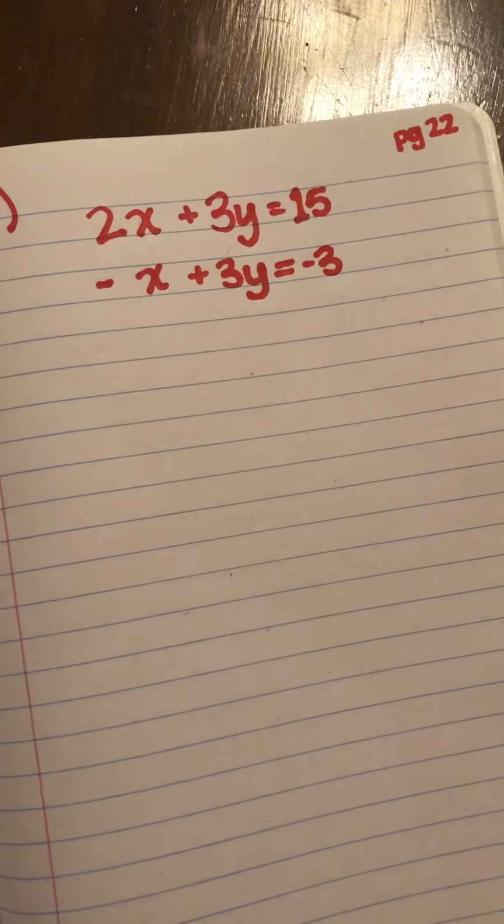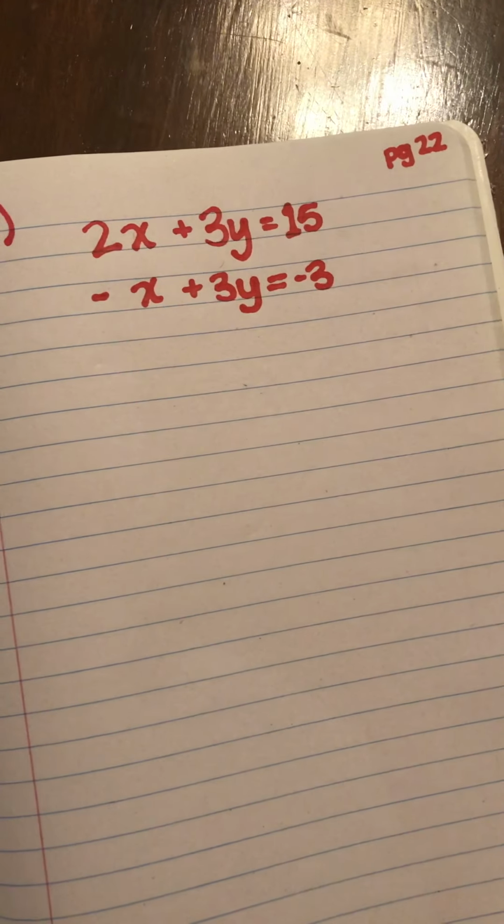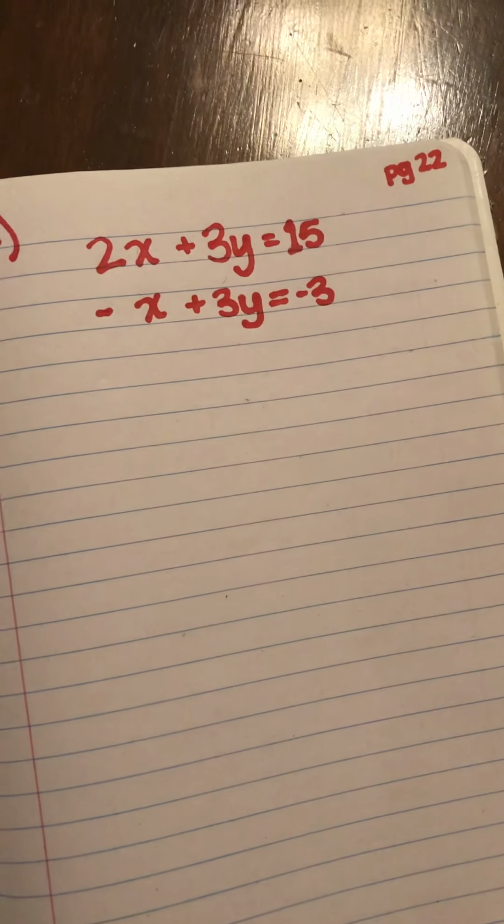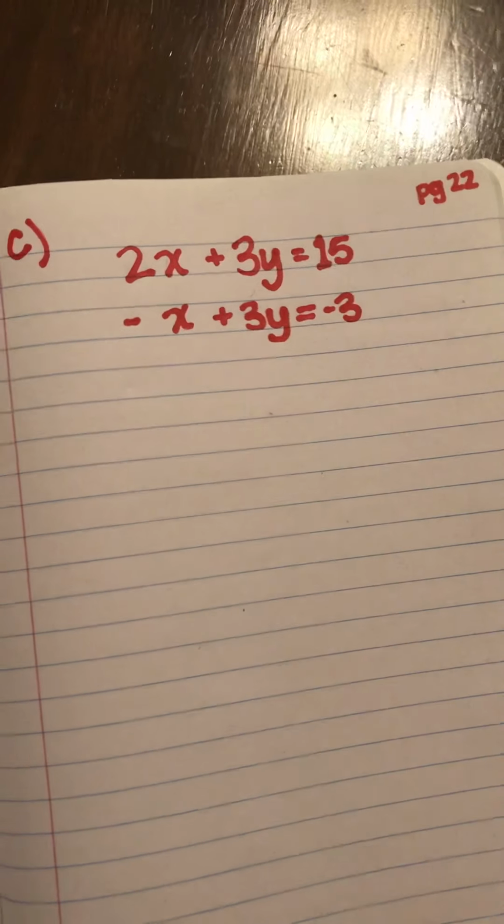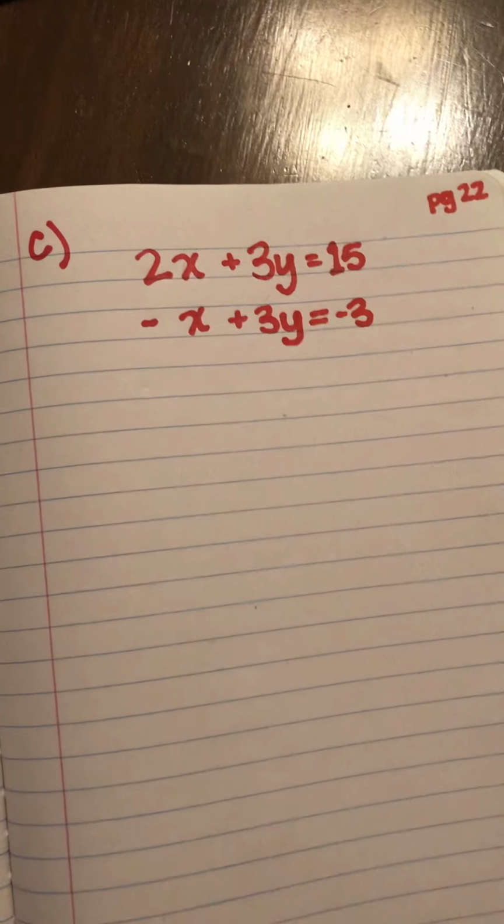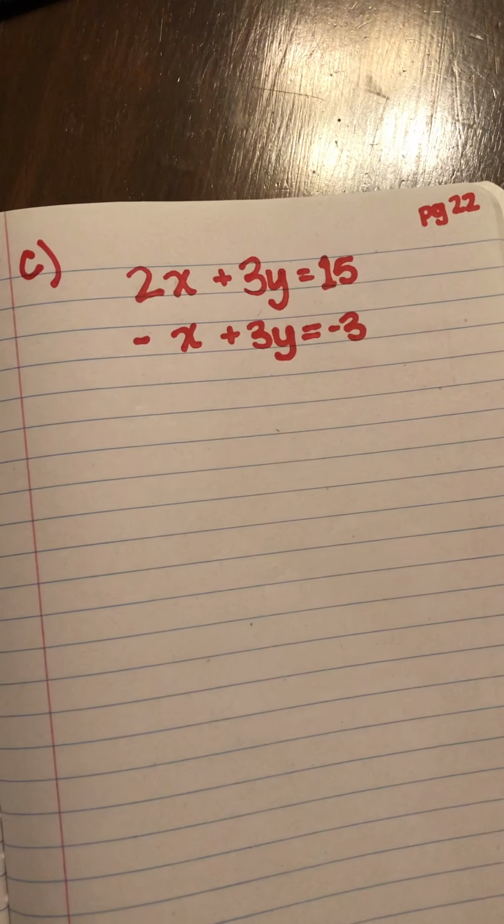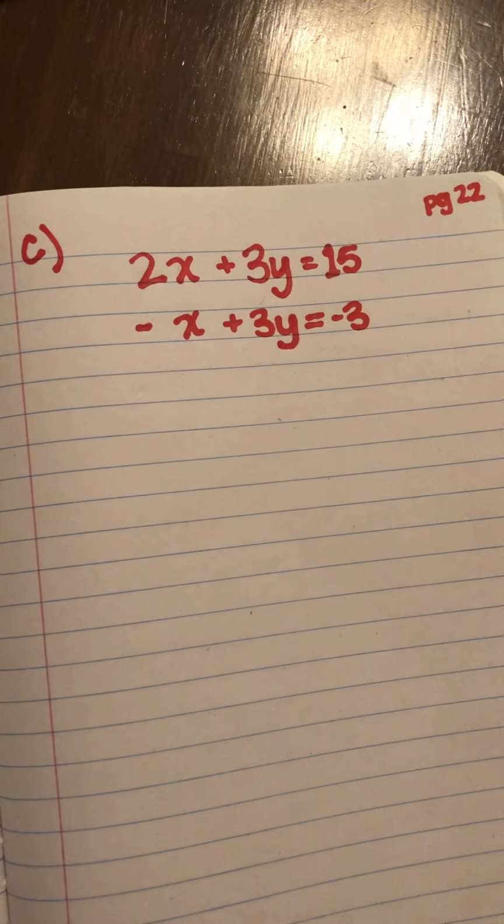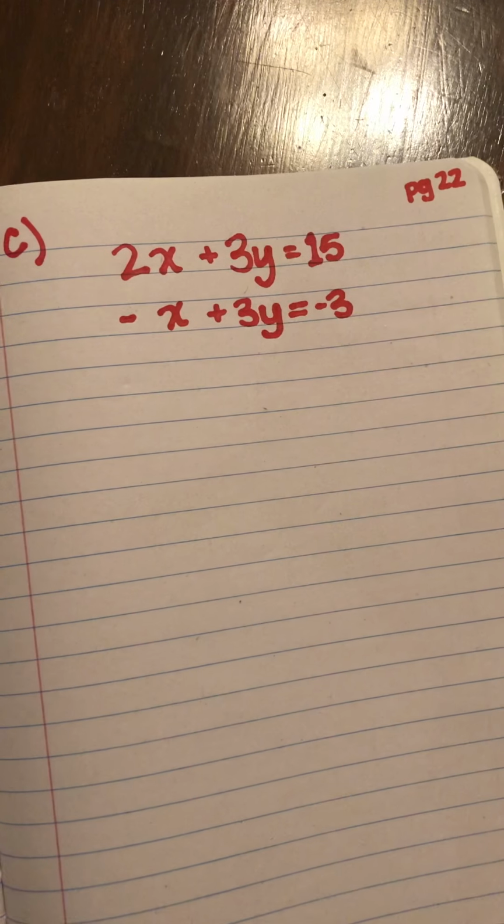Okay, ninth period. So this is me walking you through page 22, letter C. It's the problem that we did not get to in class that I think would be beneficial if you had step-by-step instructions, because you have something very similar for your homework.